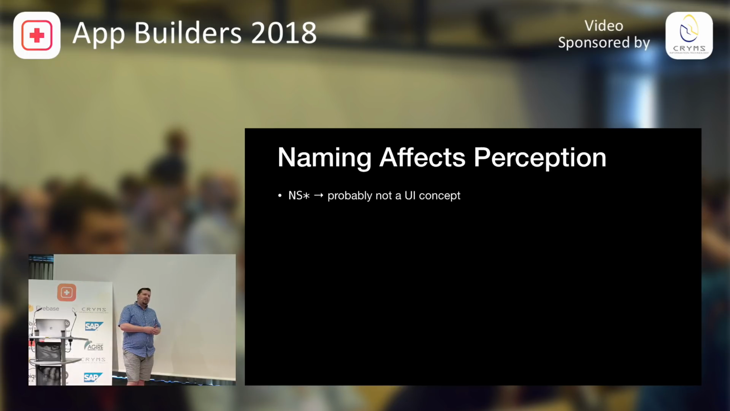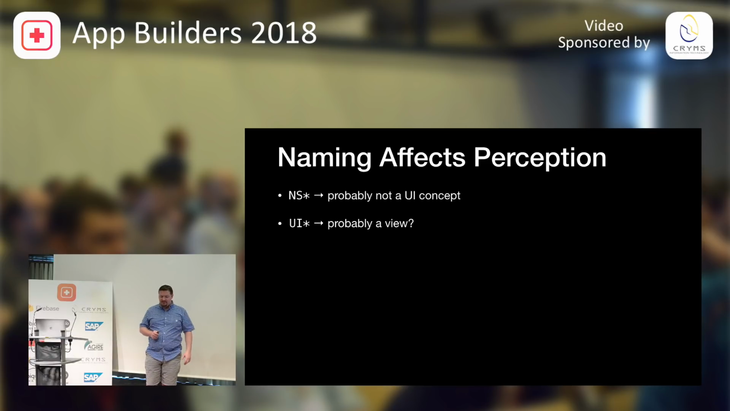So for example, if we come across a class that starts with NS, it's probably not going to be a UI concept. It's probably going to be more at the controller layer, maybe the model layer. It might be UI, of course, if you're writing a Mac app. But we can make an assumption that how it's named affects where it's used. Ditto, if we come across something that starts with UI, it's probably going to be a view-level concept.